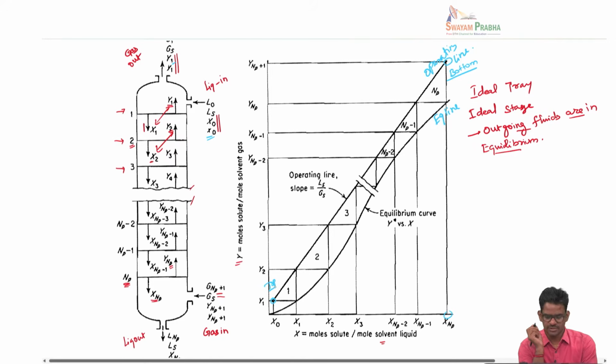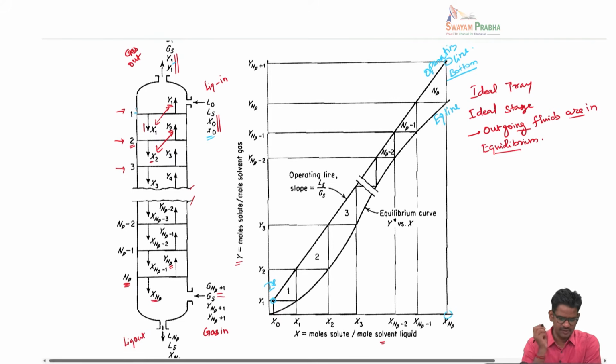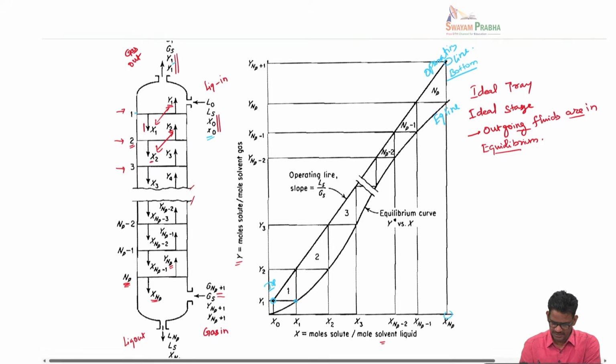Now we want to calculate the number of theoretical stages or number of theoretical plates, whatever you call it. The way we can do that is, if you go to the first tray, you can see that what is leaving is x1 and y1. So this x1 and y1 are in equilibrium. You can identify that on the equilibrium line.